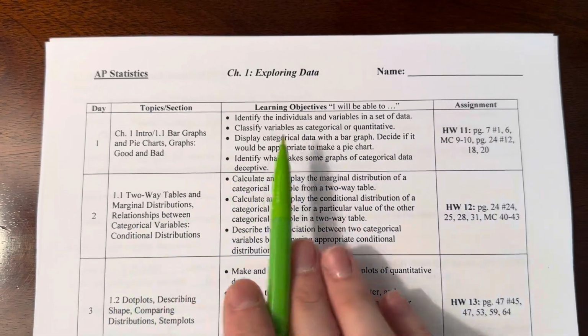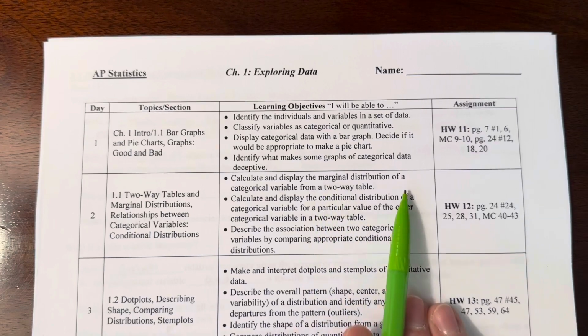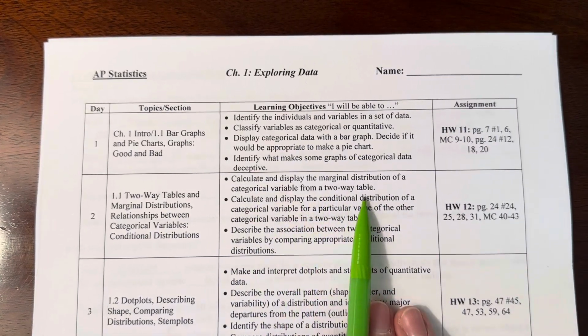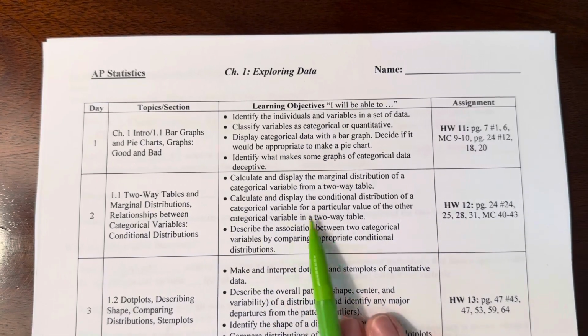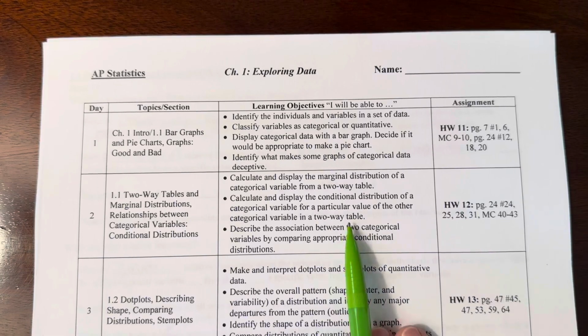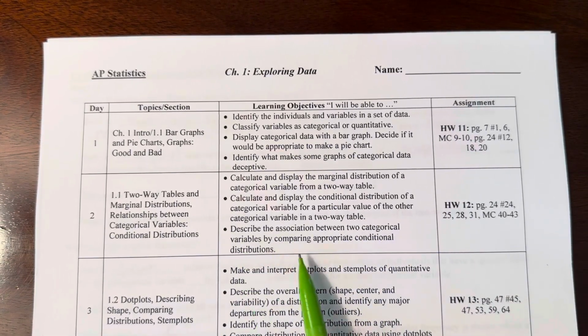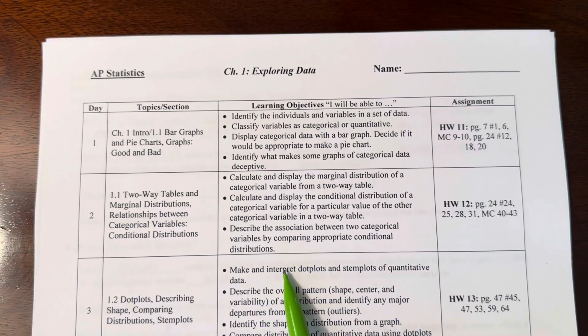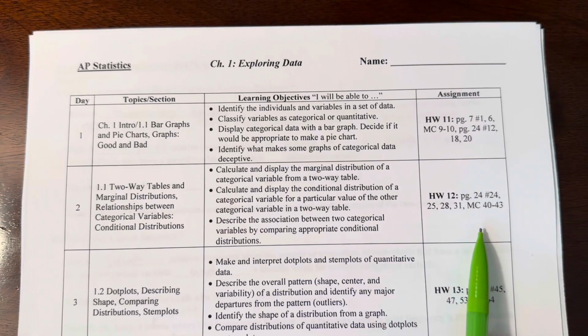So by the end of this lesson, you will be able to calculate and display the marginal distribution of a categorical variable from a two-way table, calculate and display the conditional distribution of a categorical variable for a particular value of the other categorical variable in a two-way table, and describe the association between two categorical variables by comparing appropriate conditional distributions. And once more, this is the book assignment that we would complete at the end of this lesson.